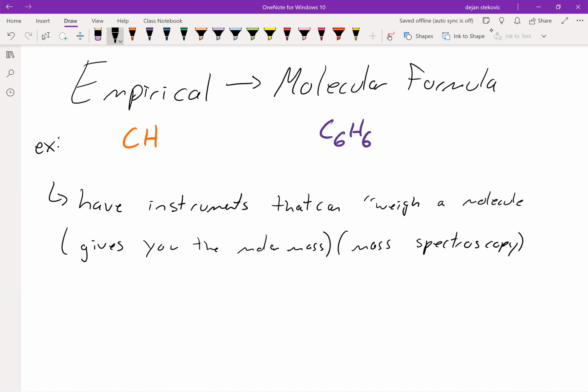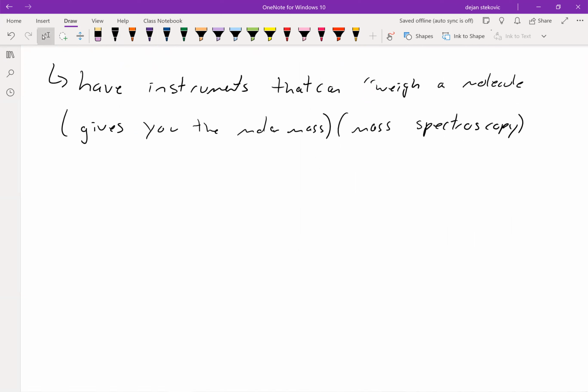There's many different forms depending on what you're looking at. You can Google them, you can see the instrumentation. We do have some at MSJ. Never mind, we don't have a mass spectroscopy here. But anyways, right, we can use techniques to weigh a molecule. So let's figure out how we're going to do this.